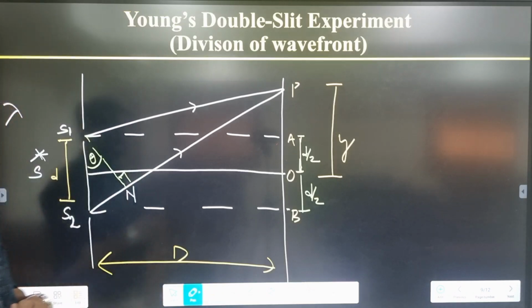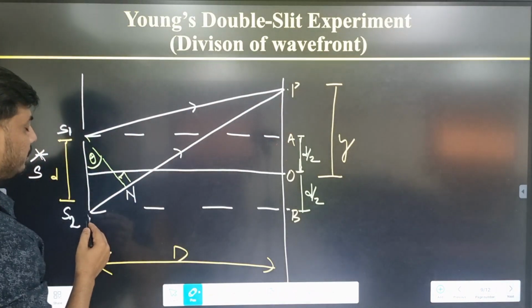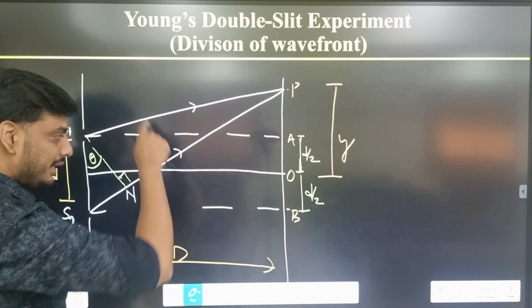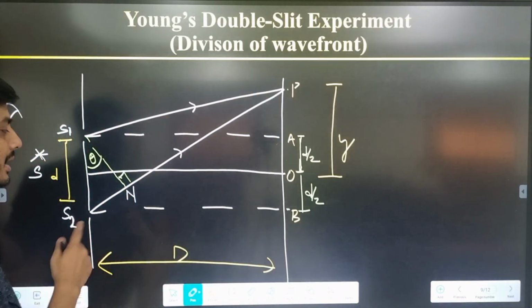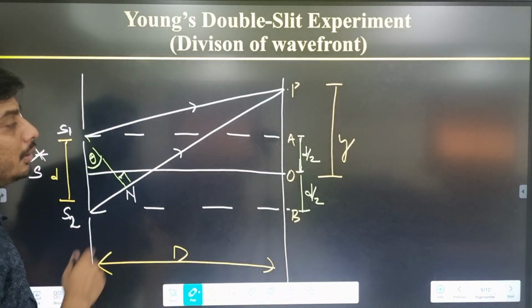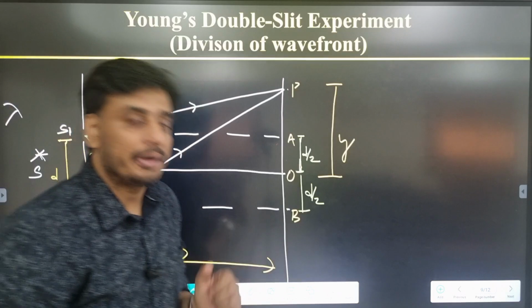So first we have to find out if two beams of light, one starting from S1 reaching P, and another starting from S2 reaching P, will interfere. There will be interference between light traveling from S1 to P and light traveling from S2 to P. So we first have to find the path difference. So what is the path difference here?